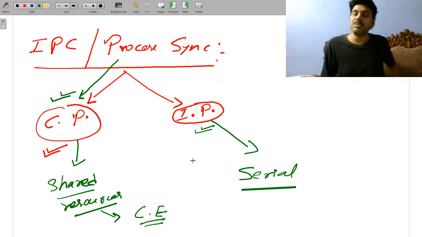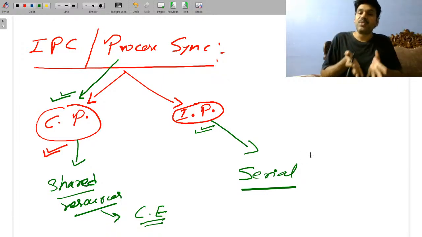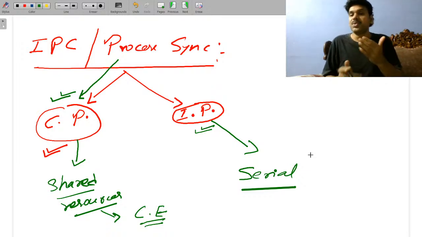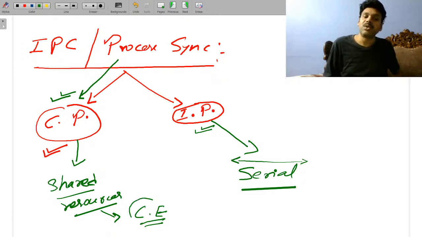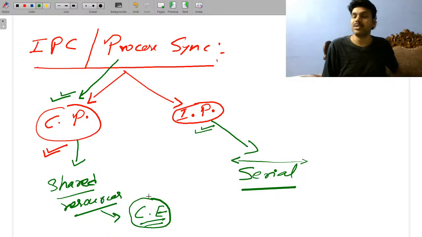But inter-process communication can also be allowed in serial in order to share the memory. Whenever you are sharing the memory, we are using a concept called shared memory. When you talk about shared memory, again you are talking about what? Concurrent execution. So this entire concurrent execution topic, or process synchronization, we speak only with respect to cooperative processes, with shared resources.